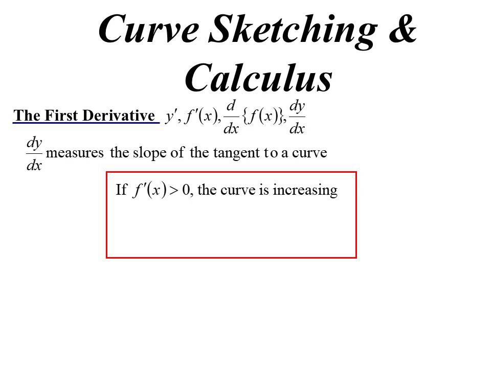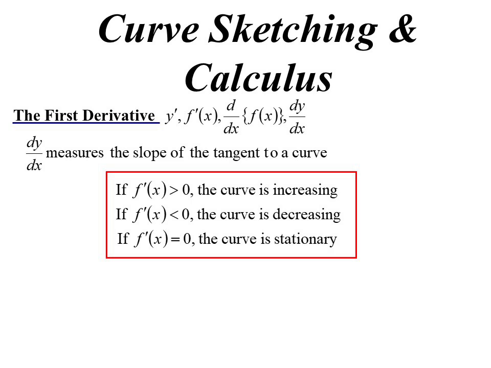Well, if it has a positive tangent, the curve must be going up or increasing. And if it has a negative slope, then the curve must be coming back down. And consequently, if it doesn't have a value, if it's 0, then it must be stationary. Right? Let's use that idea.